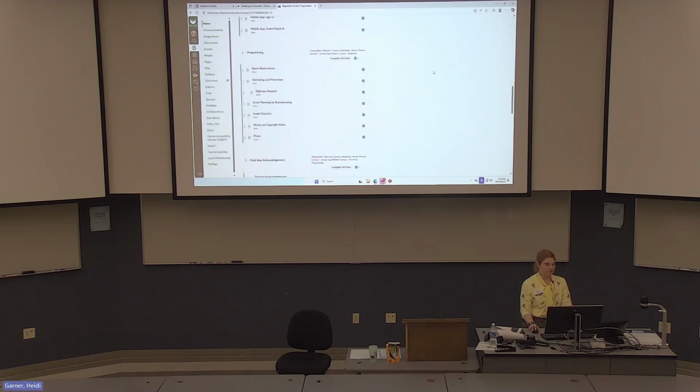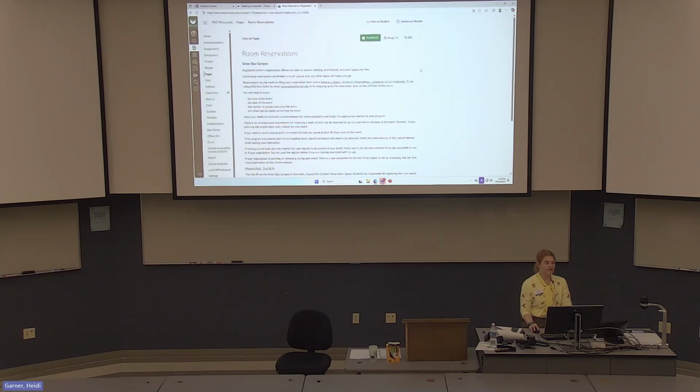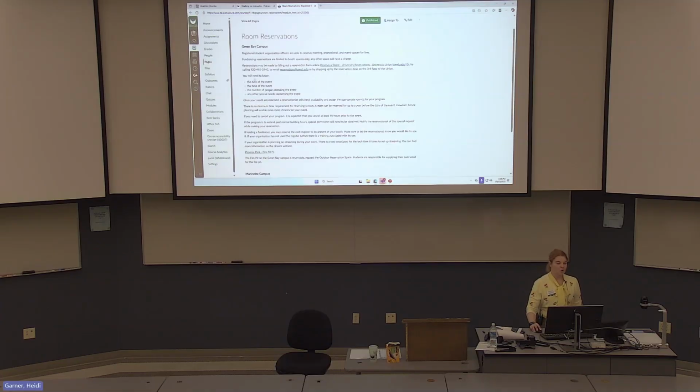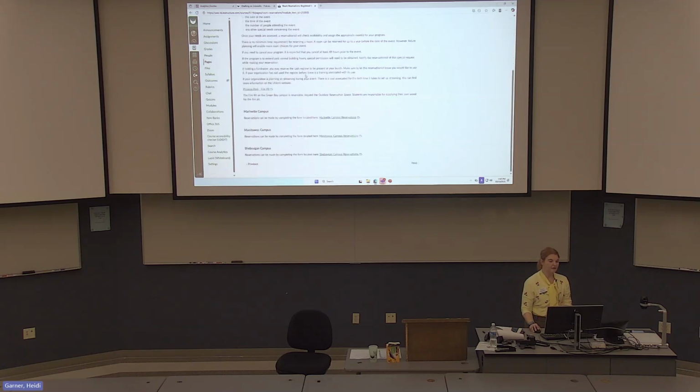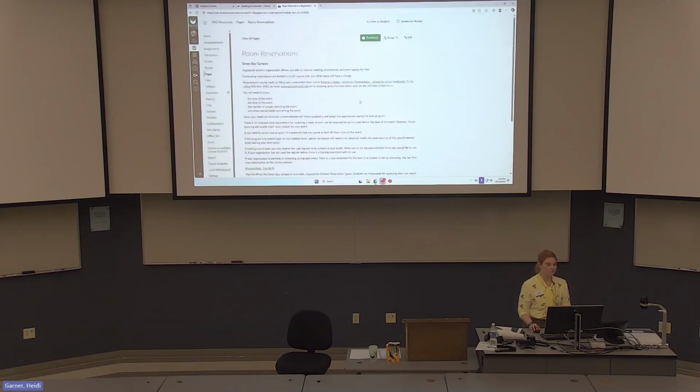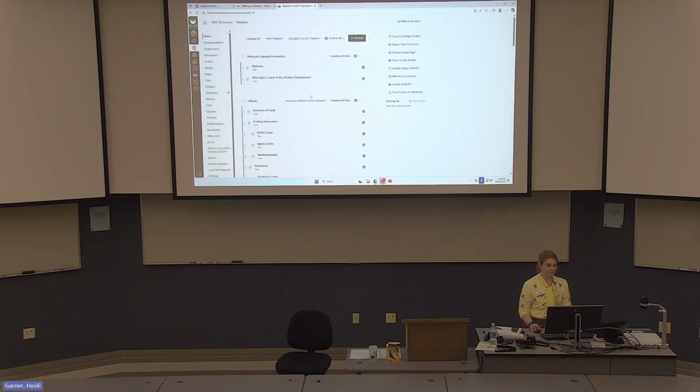So we are going down to programming and we are looking at room reservations. This is right in your Canvas course. So know the date and the time of the event, the number of people attending, and any other special needs. You can reserve the space right with the link in there. They've got a phone number, email. You can even also do the fire pit as well. So once you have people, you need a place to put them.